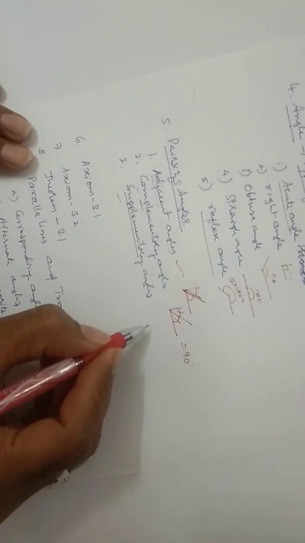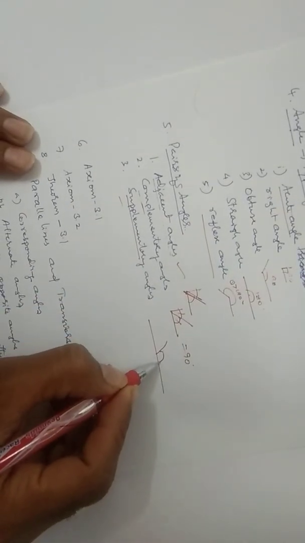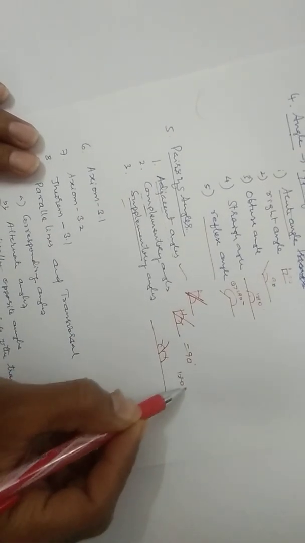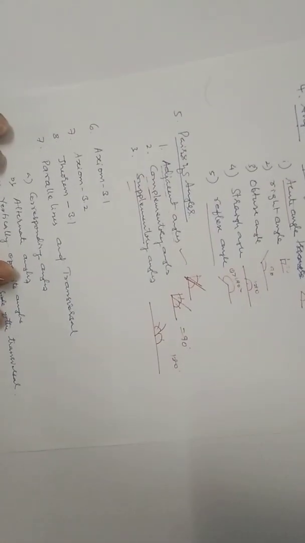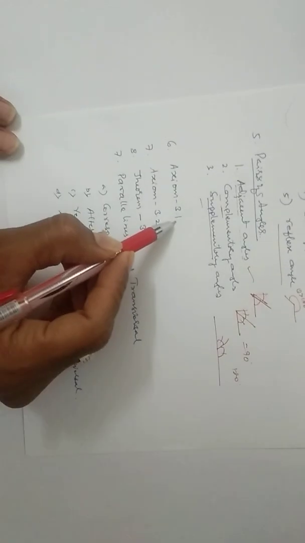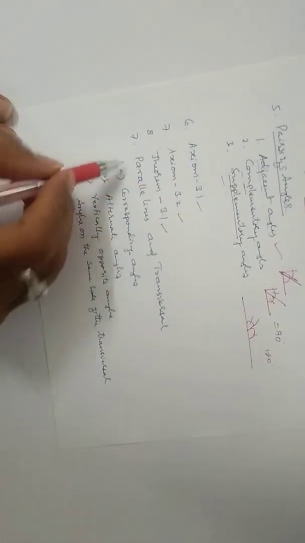Supplementary angles are adjacent angles whose sum is equal to 180 degrees. We have discussed all these things in our previous YouTube classes, dear students. And we have also discussed axiom 3.1, axiom 3.2, and theorem 3.1.